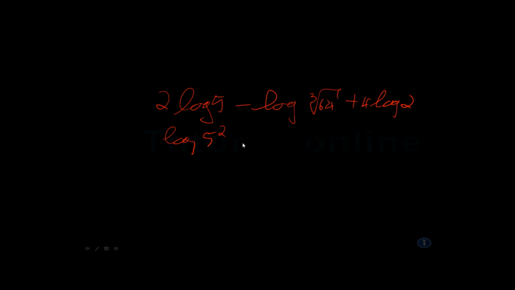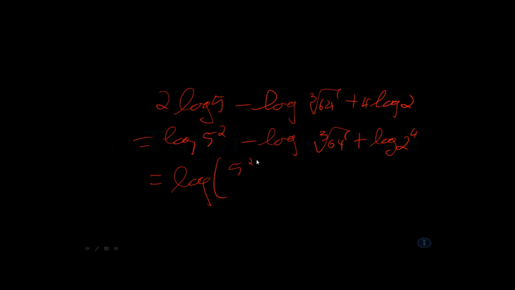squared minus the log of 64, the third root of 64. I can apply the power law to this part of the problem, and that is 2 to the power of 4. Now I know from the product identity that log 5 to the squared plus log of 2 to the power of 4, I can write that as 5 to the squared times 2 to the 4.